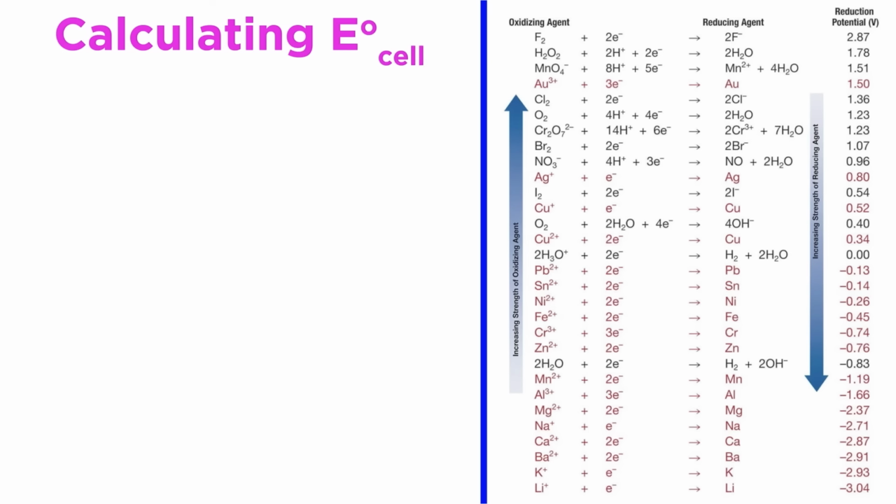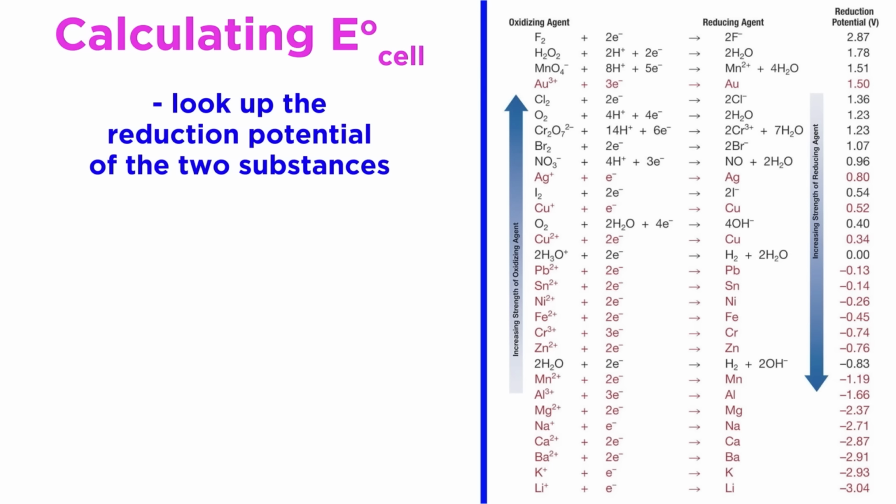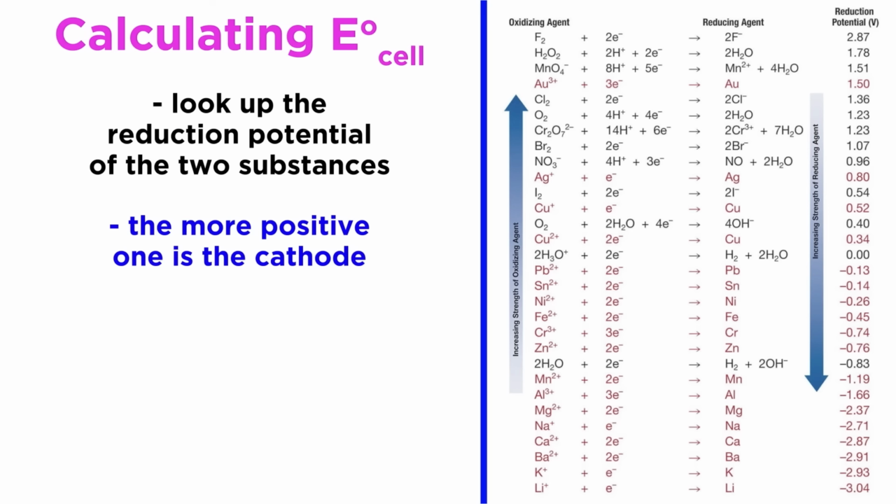So to summarize, it is easy to calculate cell potentials for any hypothetical galvanic cell. First, we simply look up the tabulated standard reduction potentials for the two substances we are curious about. Then we figure out which of the two substances will be the cathode and which will be the anode. Again, the one with the larger or more positive standard reduction potential will be the cathode. Then we just plug them into this equation precisely as they are to get the answer.